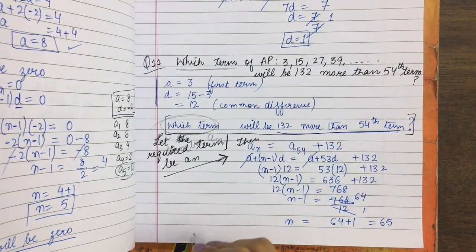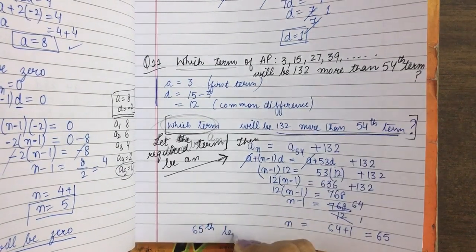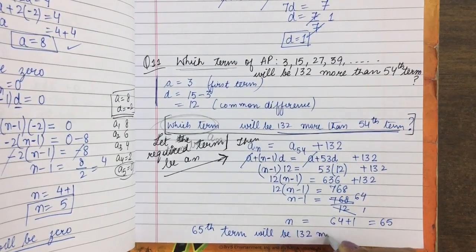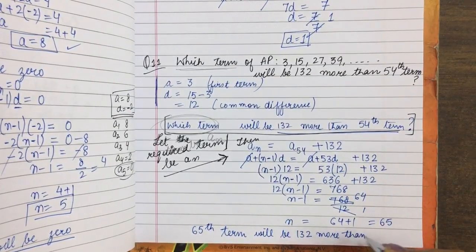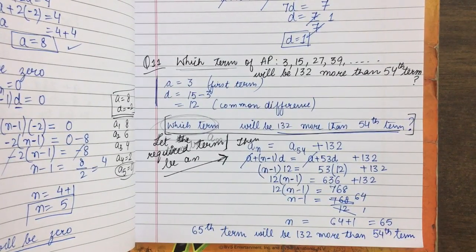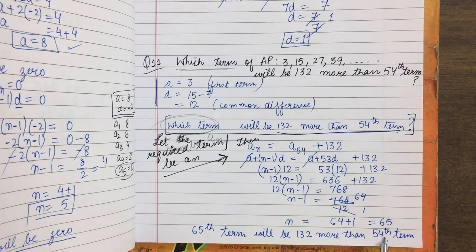So the 65th term will be 132 more than the 54th term. And if you want, you can actually check it. You can find out the 54th term, you can find out the 65th term, and the relation you will see is that if you add 132 to the value of the 54th term, the answer will be the same as the value of the 65th term.